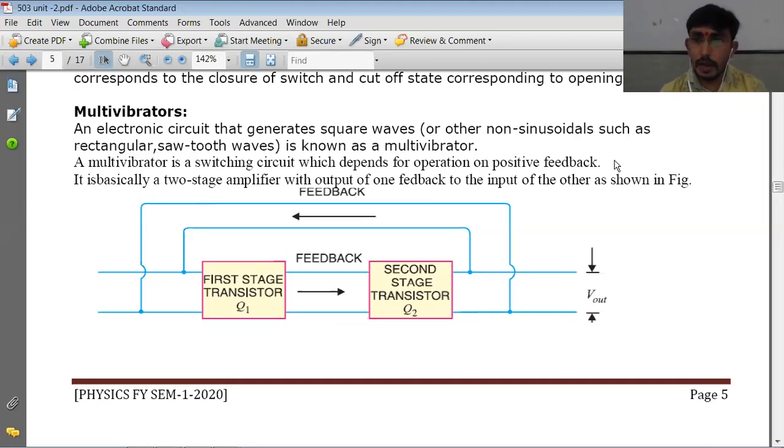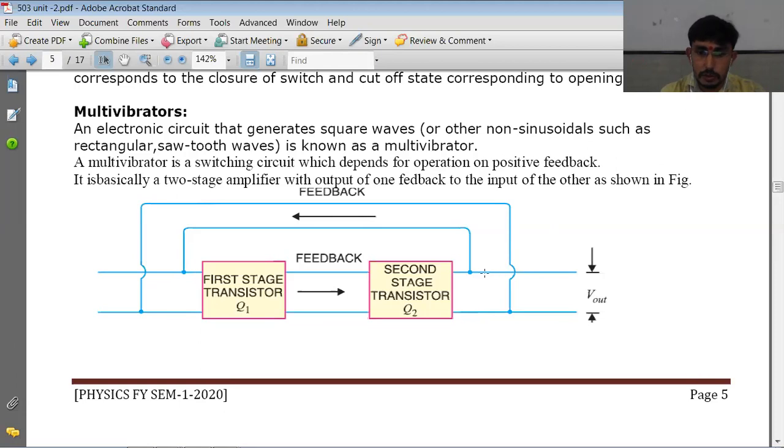As shown in the block diagram, we are showing a first stage transistor Q1 and a second stage transistor Q2. So it is basically a two-stage amplifier, with the output of one fed back to the input of the other. That is, we can say this is a positive feedback. So this is the principle of multivibrator generation. It generates a square wave with the help of the positive feedback, as shown in the figure.